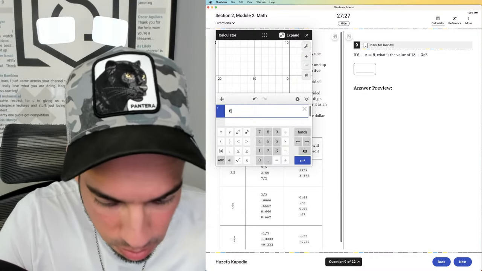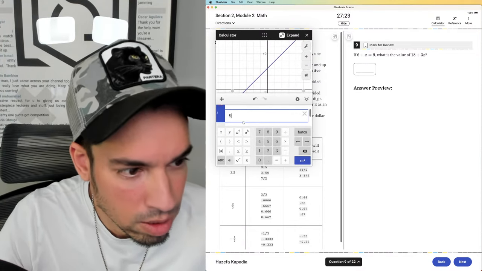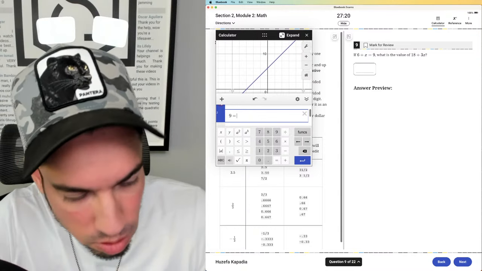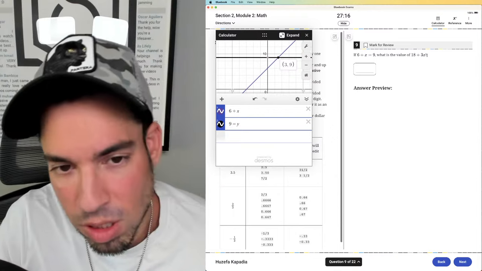You can say 6 plus x and then 9. I mean, it's so easy to solve y equals 9. It's really much easier to solve this without Desmos, but you'd be like, oh, there's my value of x. It's 3. Plug it in. 18 plus 3 times 3 is 27.